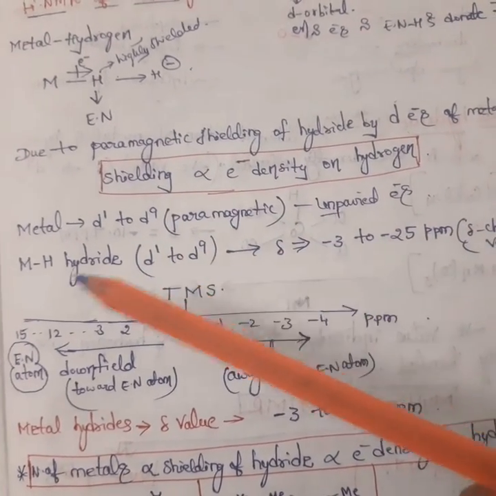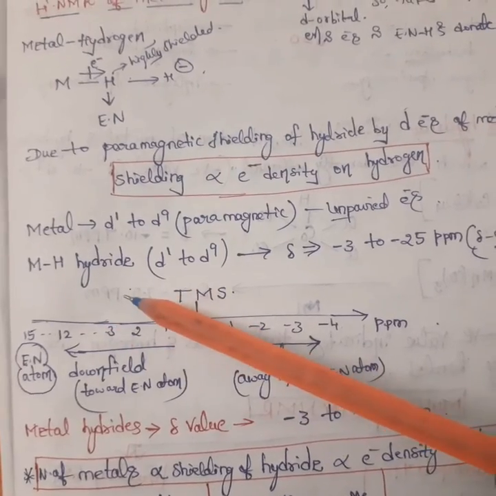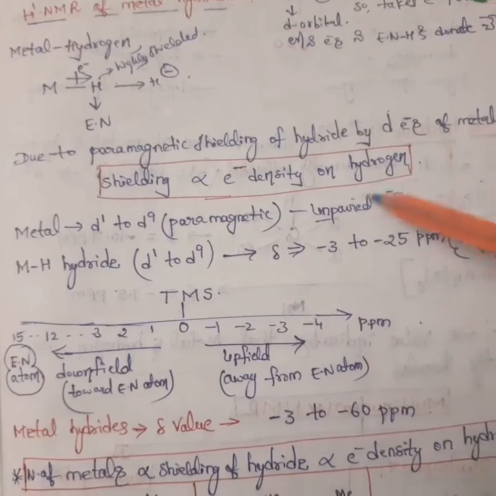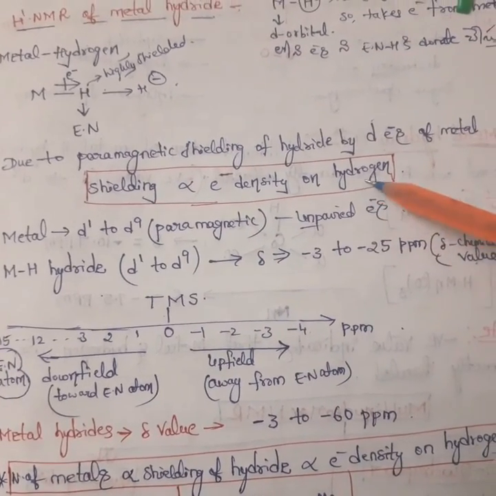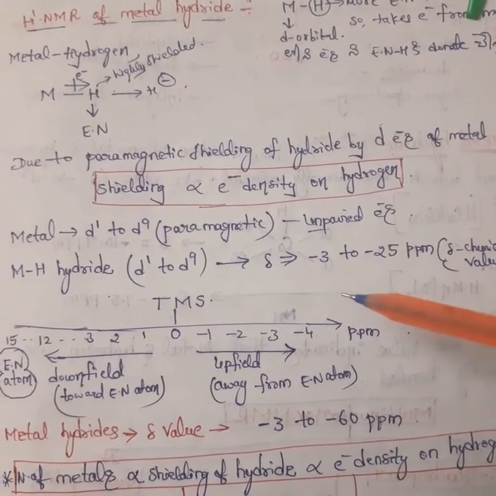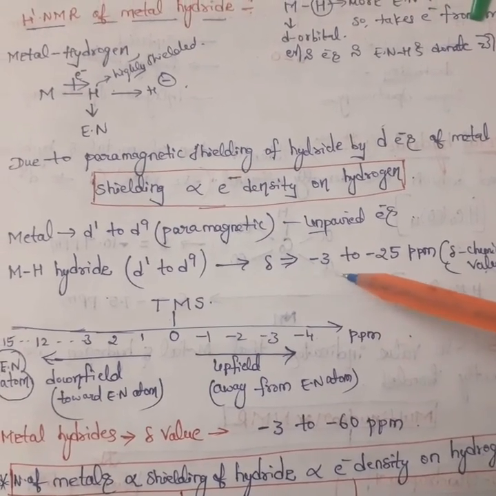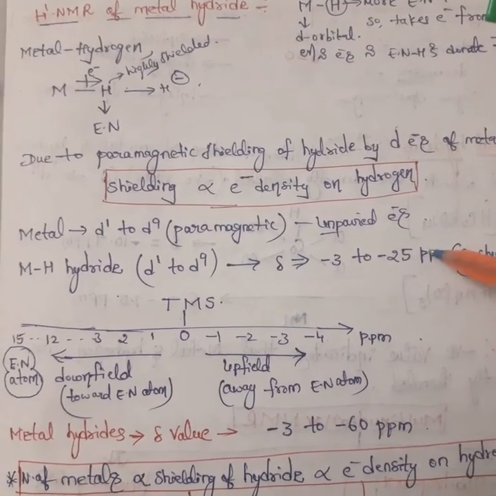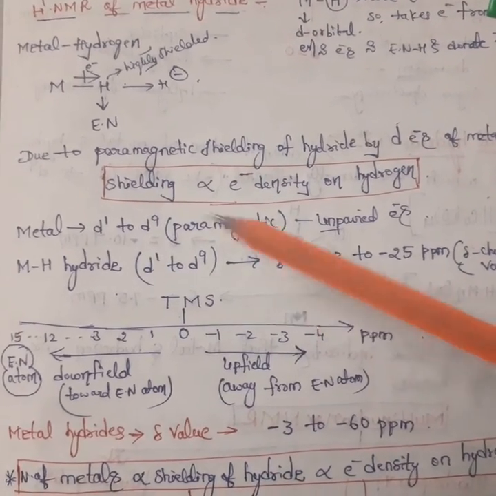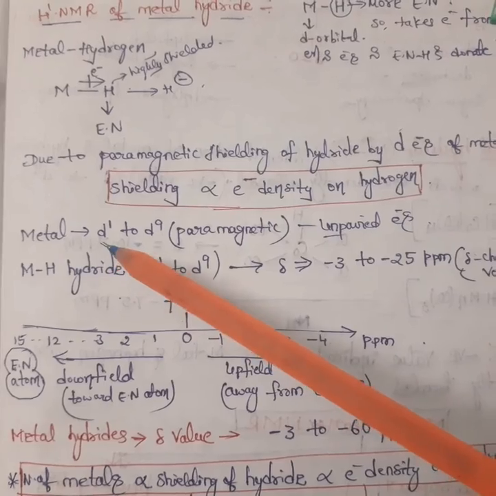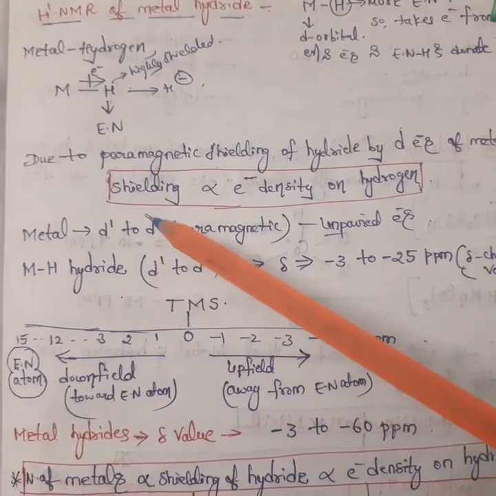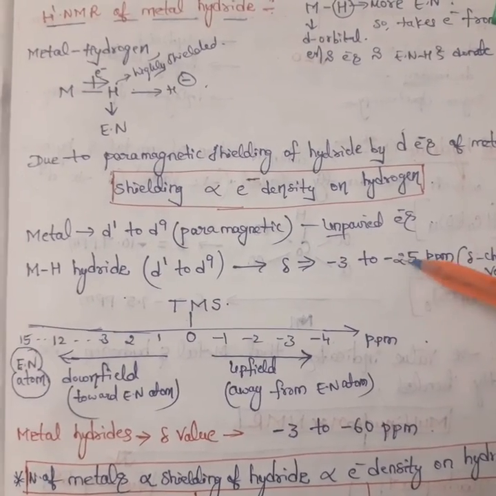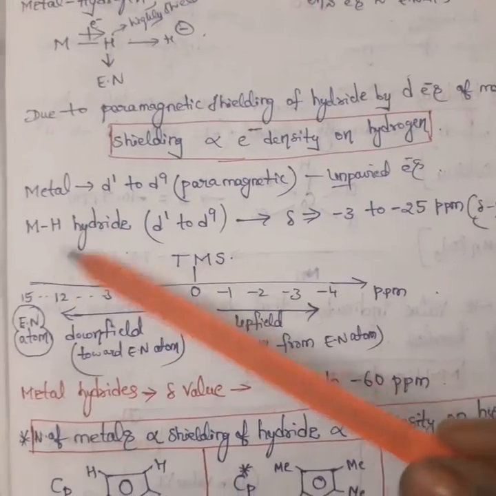Next, in these metal hydrides, d1 to d9 only means unpaired electrons are present. So for these, the chemical shift value ranges from -3 to -25 parts per million. This is the unit. So we should remember that for metals having d orbitals from d1 to d9, the chemical shift value is -3 to -25. Okay, next friends, this is very important.